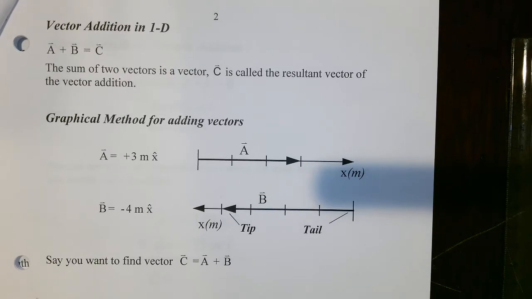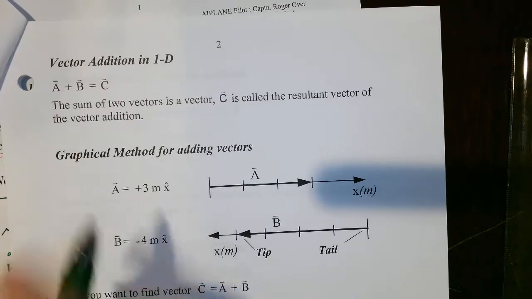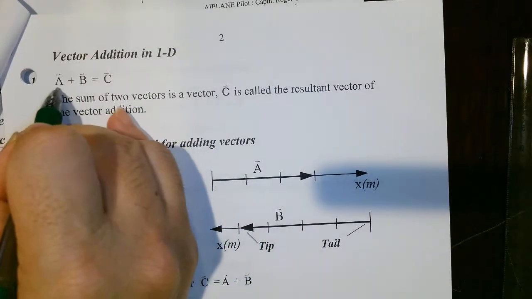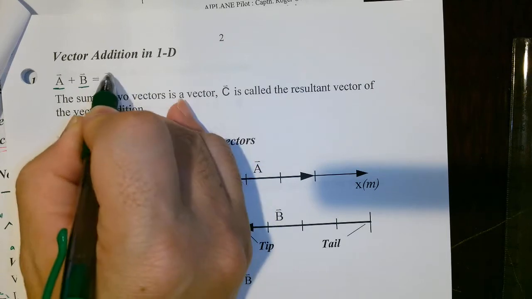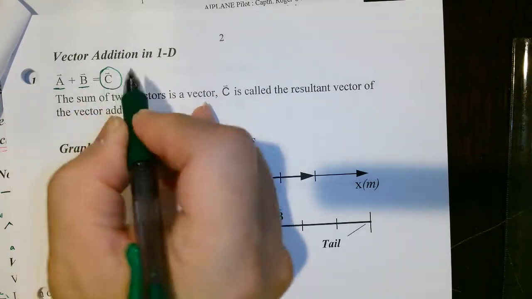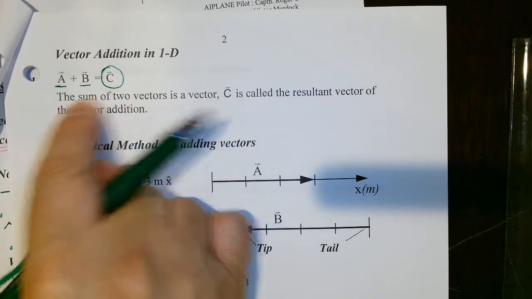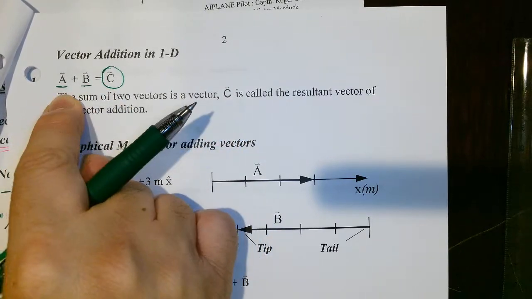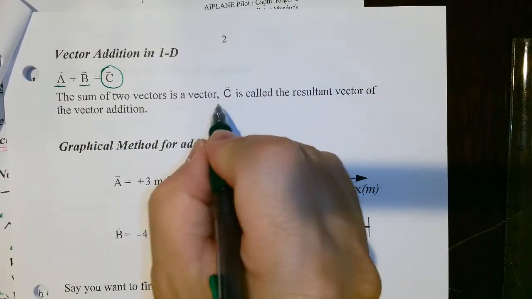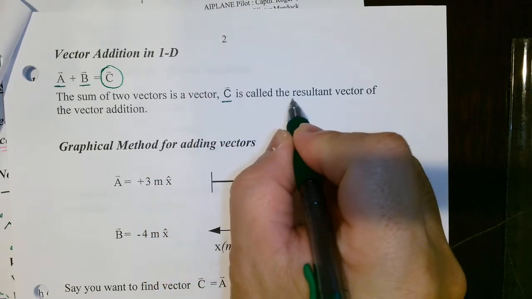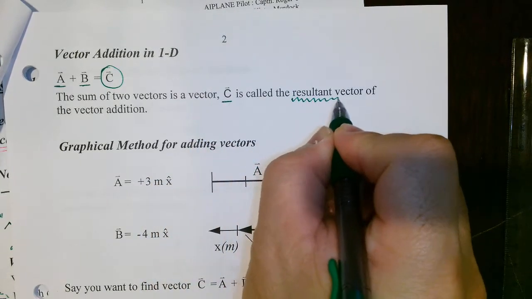All right, let's take a look at page 2. Now, these vectors can be added, okay? So you can add two vectors together, such as vector A plus vector B is equal to vector C. Vector C is basically the result of adding these two vectors. So we can say vector C is called a resultant vector.